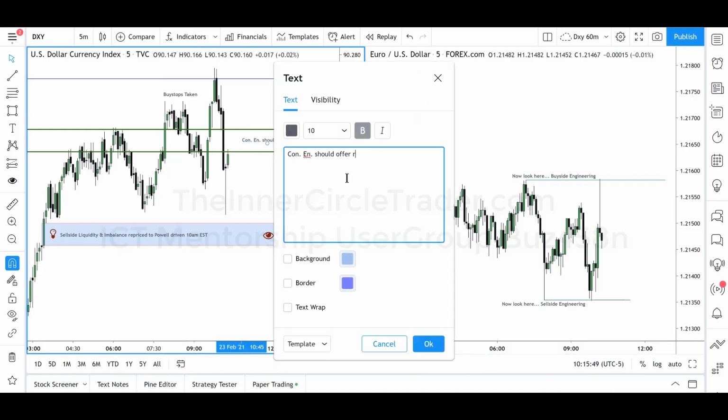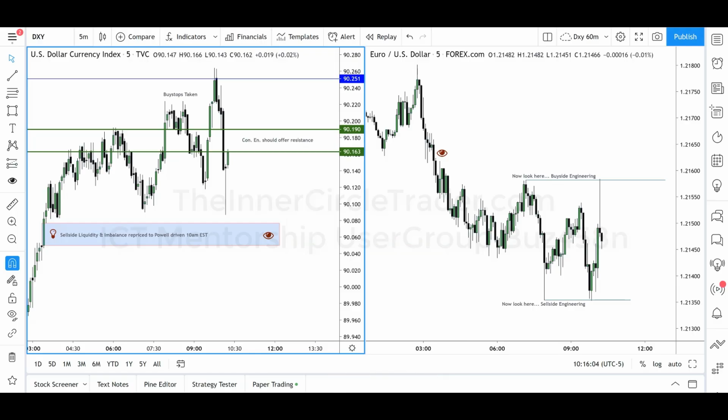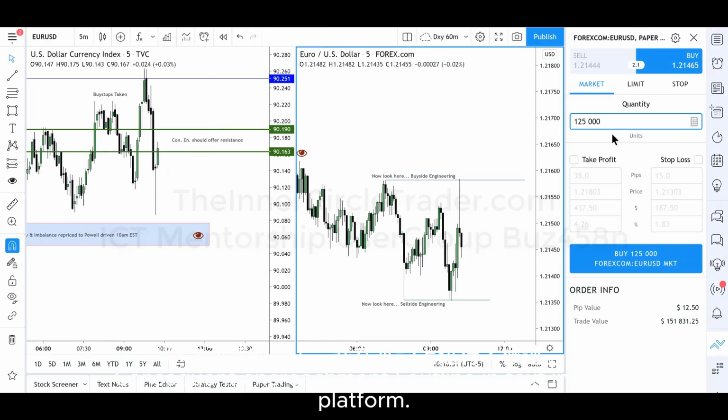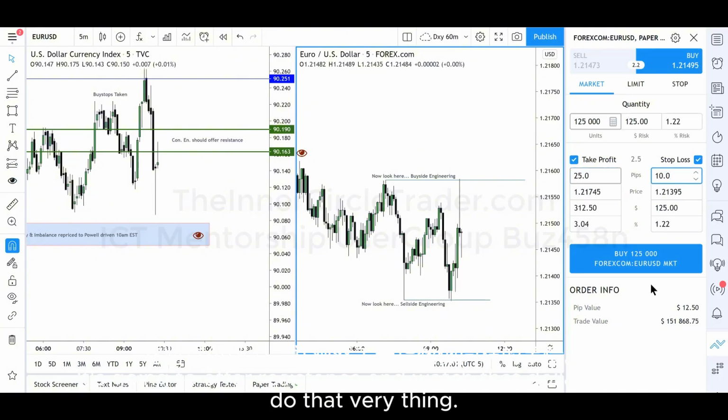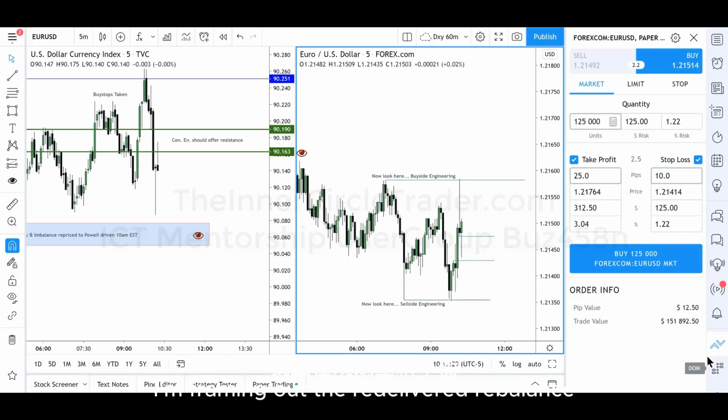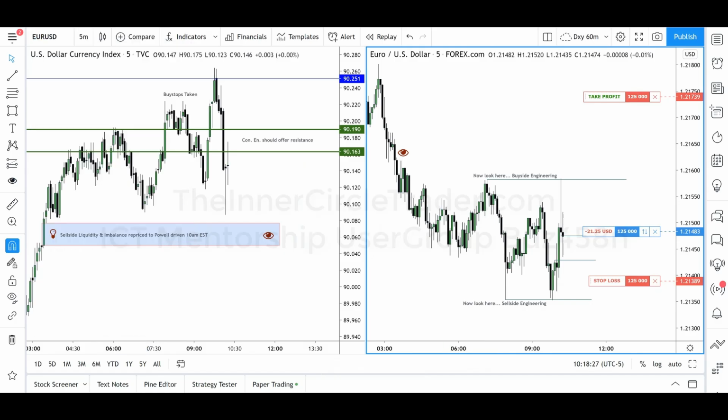Which side am I going to side with? The liquidity on the buy side for euro. Consequent encroachment, I outline in text in the platform. It's going to offer resistance, and watch that dollar index do that very thing. I'm framing out the redelivered rebalance on euro on the right hand side. I have my order set up, 10 pip stop loss, and I'm long.